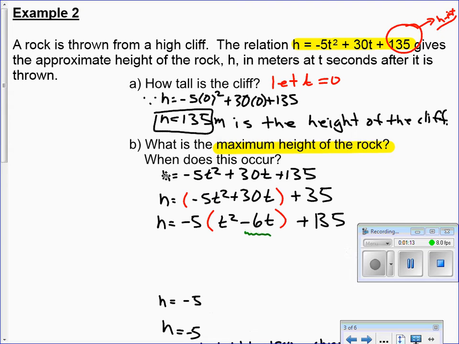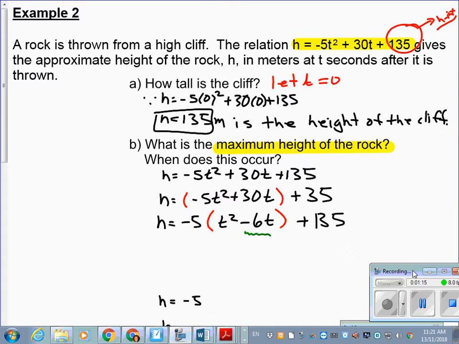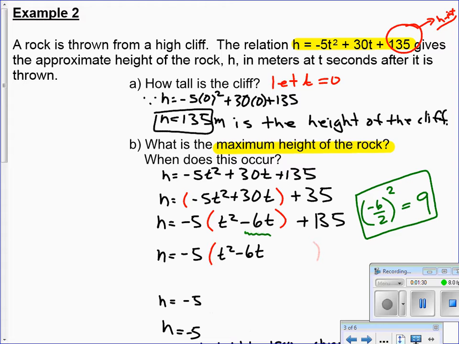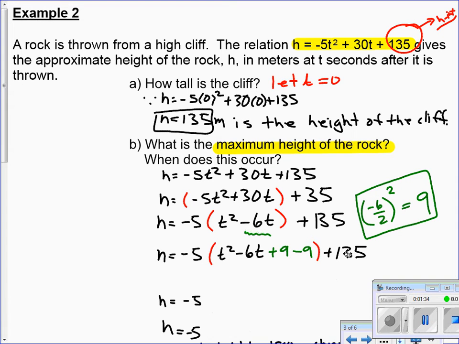Now you'll notice I've underlined negative 6. So in order to complete the perfect square in this bracket, we're going to have to take 6 divided by 2, square it, and that will give us our final answer of 9. Now, once we've done that, we put our 9 and negative 9 inside our bracket. And then we still have our plus 135 on the outside. Now, what's offensive to us is that minus 9 that's sitting in the bracket. So we're eventually going to move that out.